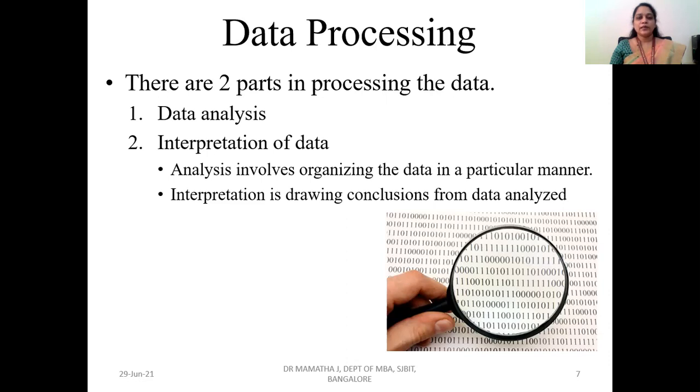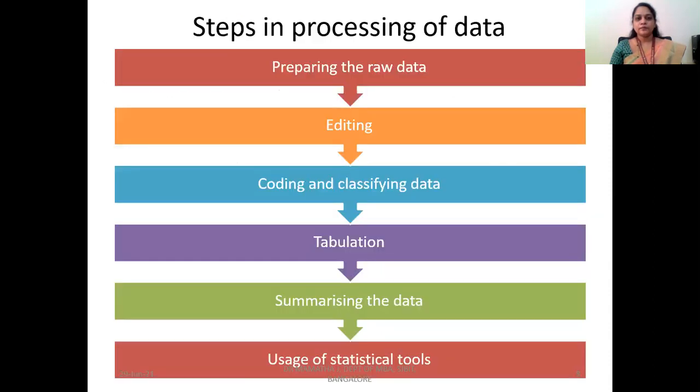Okay, so during analysis, the data is organized in a particular manner, and data interpretation gives you a way to draw a conclusion from the analyzed data. So these are the two steps in data processing. So what are the steps in brief? How do you do the processing of data? So what are the steps involved here?